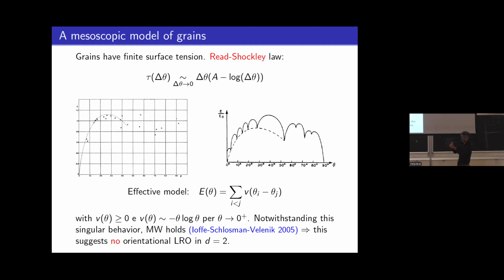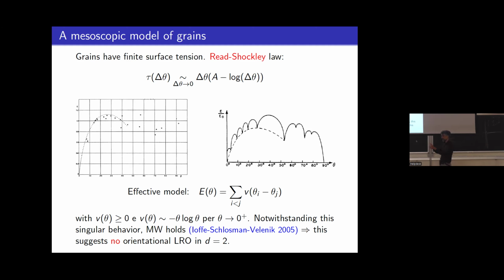In this model, the energy when you have a small offset goes like delta theta log delta theta. It's peculiar the fact that, in particular, this interaction is not twice differentiable at zero. And the original proofs of Mermin-Wagner, of Fröhlich-Pfister, I mean, until quite recently, all the proofs of absence of orientational order for rotator-like models in two dimensions required a C2 interaction.